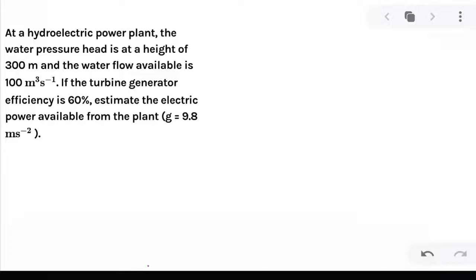So now we have question number 7.24 from the chapter Alternating Current NCERT exercise. The question says, at a hydroelectric power plant, the water pressure head is at a height of 300 meter and the water flow available is 100 meter cube per second. If the turbine generator efficiency is 60%, estimate the electric power available from the plant.